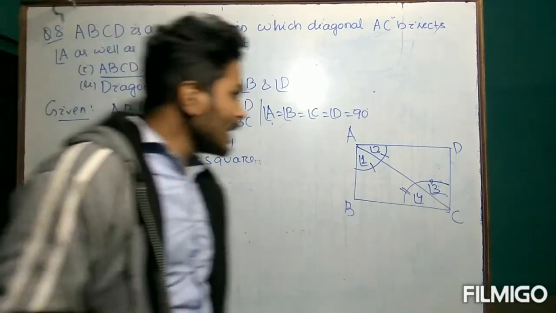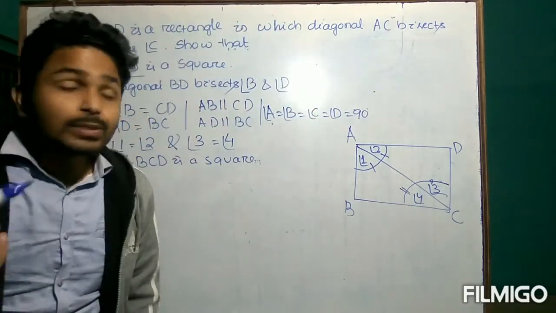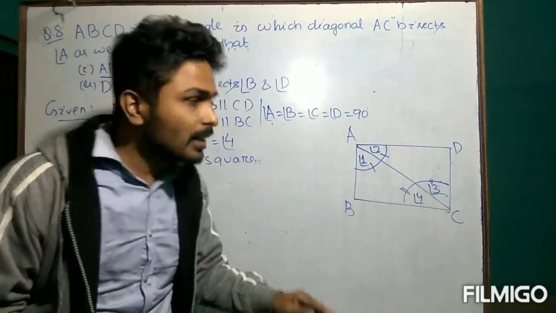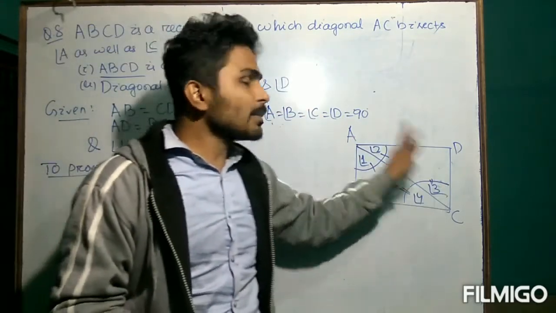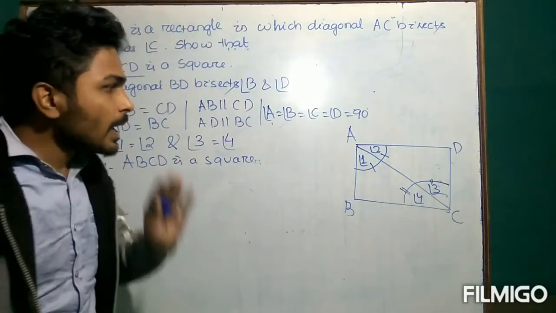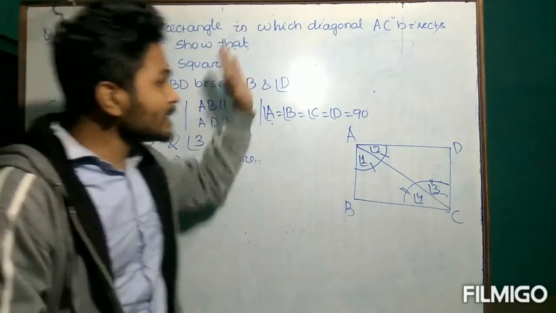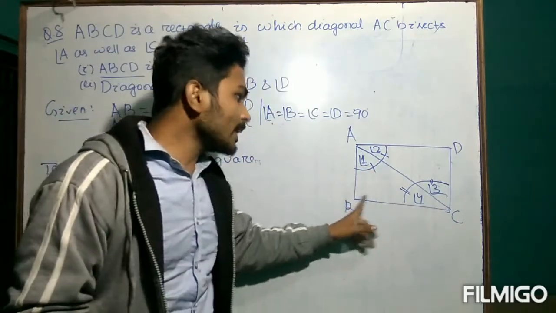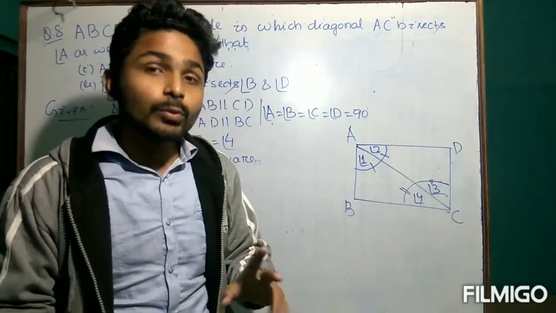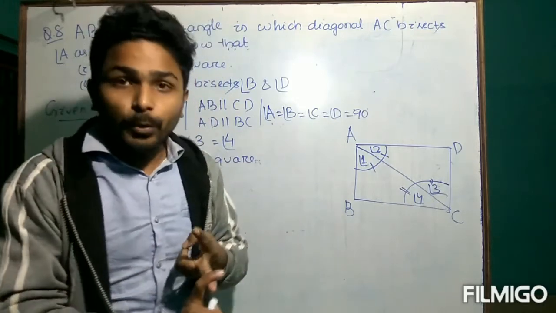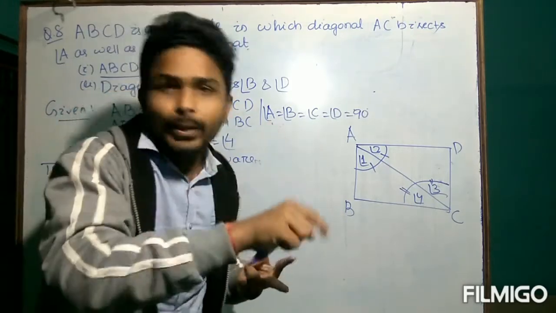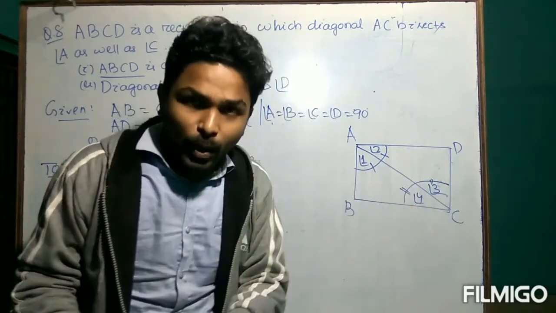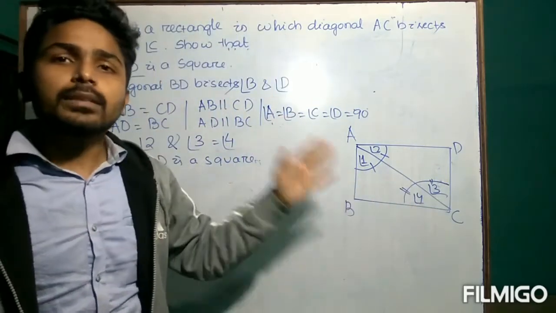So let me tell you what a square is. A square is a quadrilateral in which all four sides are equal as well as each angle must be 90 degrees. Clear? But it is already given that ABCD is a rectangle. It means we already know that each angle is 90 degrees. So we need another property to be proved. What is the next property? If we can prove that all the sides of this quadrilateral are equal, then definitely it will be a square.